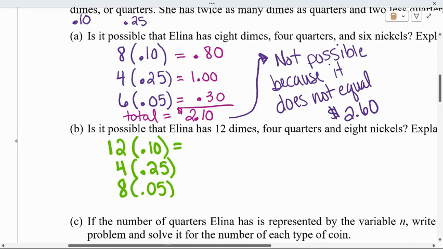So how much money is 12 times 10 cents? How much money is that? $1.20. Good job. What about 4 quarters? How much is that? $1. What about if I have 8 nickels? How much money is that? 40 cents. What is this total? This total is $2.60. Is that how much money she's supposed to have?